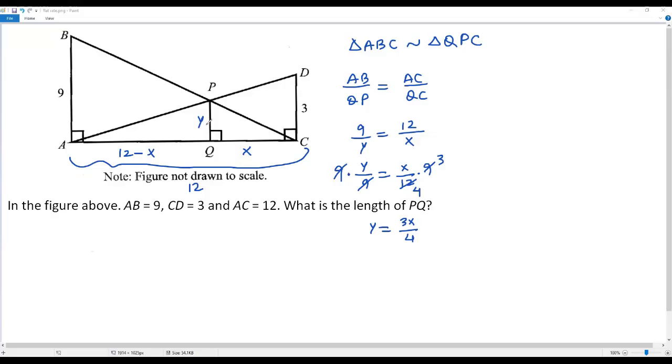Okay, now I got the value of Y in terms of X. Once I get the value of X, I can plug in the value of X over here and I can get the value of Y, which represents PQ. That's the required length. Okay, now let me consider another pair of similar triangles.